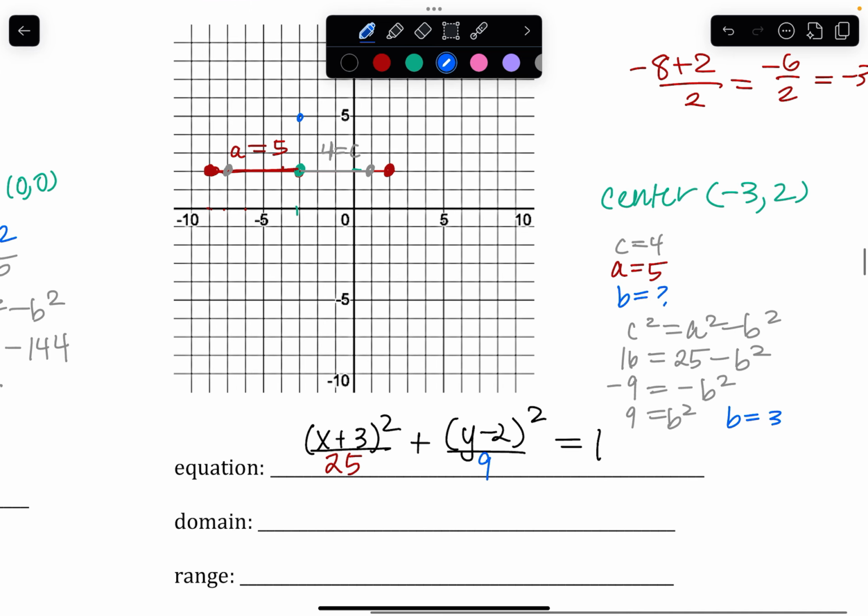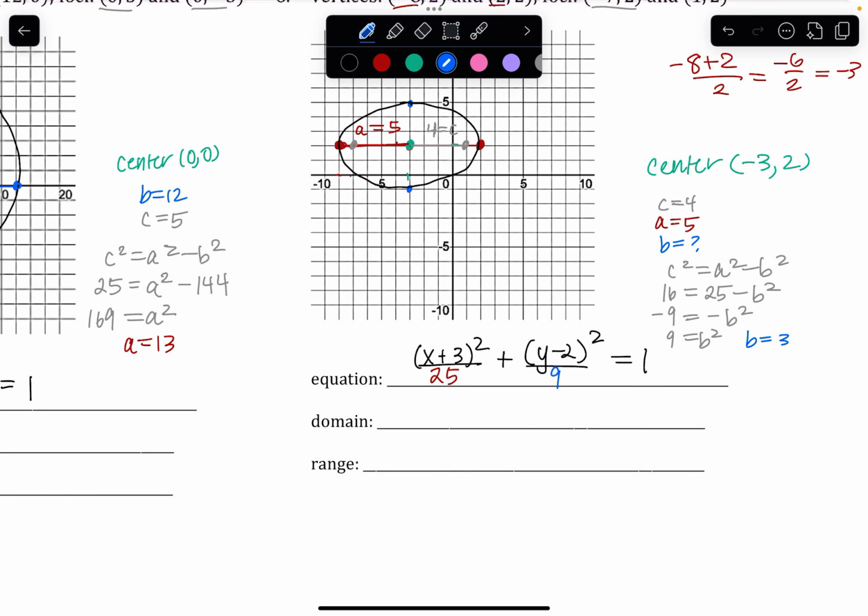And so up 3 and down 3, that'll help us find our range. So you can make your ellipse. And so the range is running from negative 1 to positive 5. And my domain from left to right is running from negative 8 to positive 2.